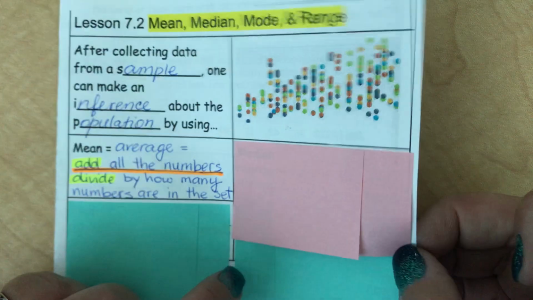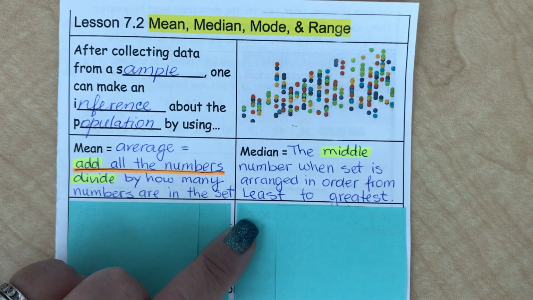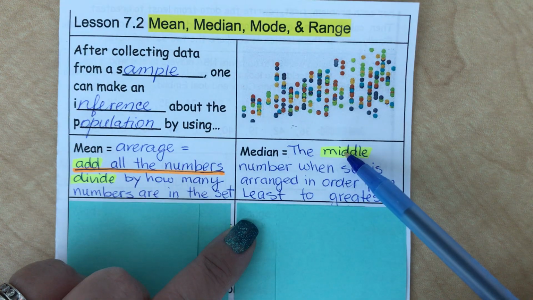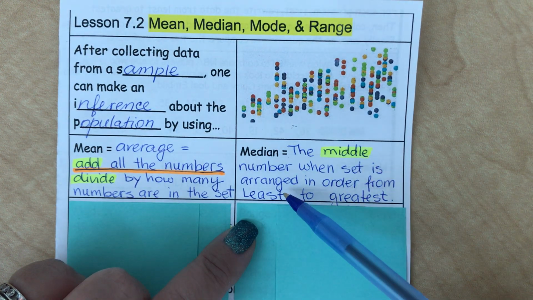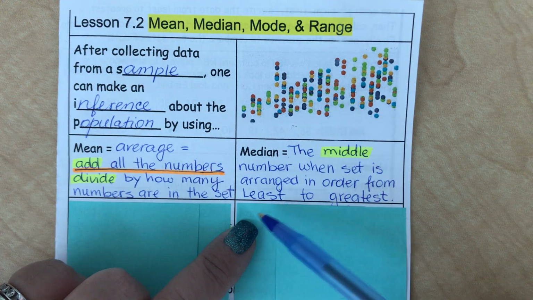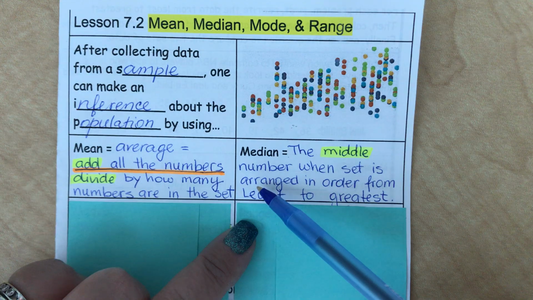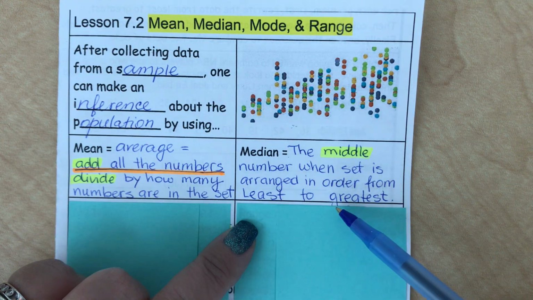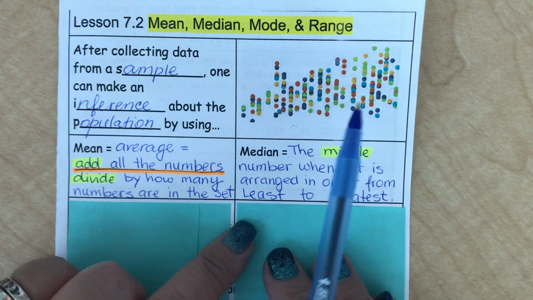Another component we can see is median. Median is the middle number, but it's very important: the middle number when the set is arranged in order from least to greatest. So if all the numbers are scrambled, we need to arrange the set in order from least to greatest, then look for the middle number. Median, middle.